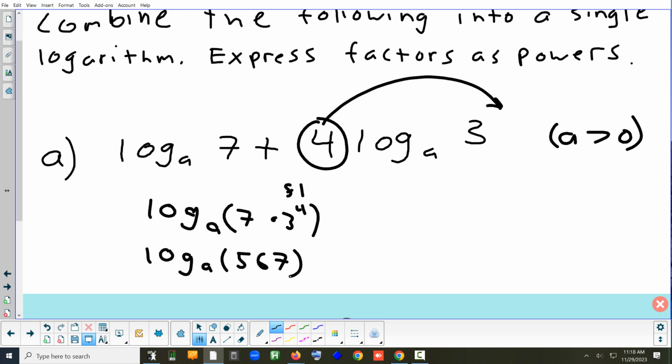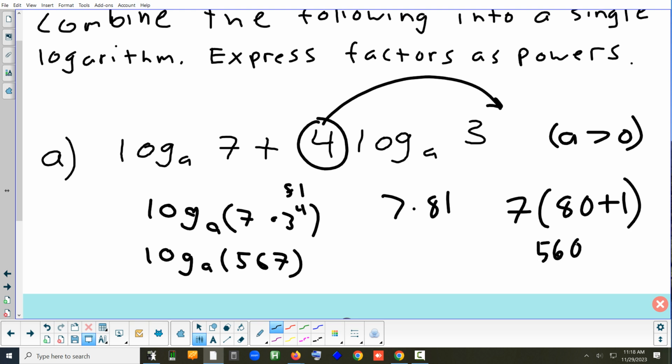So it's 7 times 81, which comes out to 567. Well, in my head, to do 7 times 81, I kind of just thought of it like this. I thought of it as 7 times 8, which is 56, and then 7 times 1, which is 7, and that was 567. That's how my brain works. And that's it. So that's how you combine it all back together.